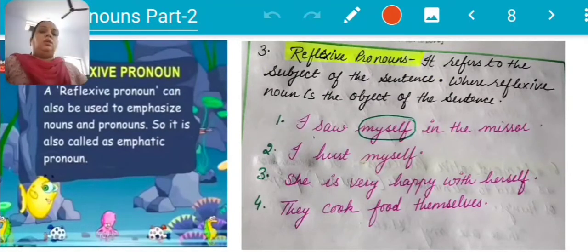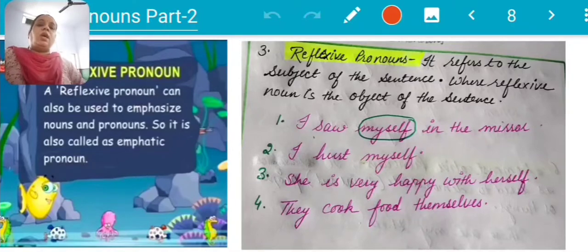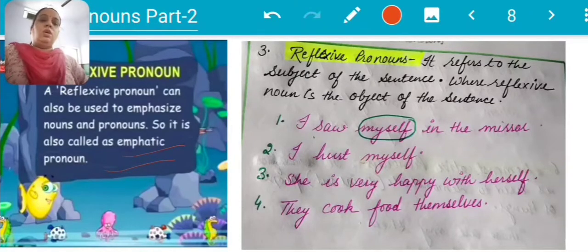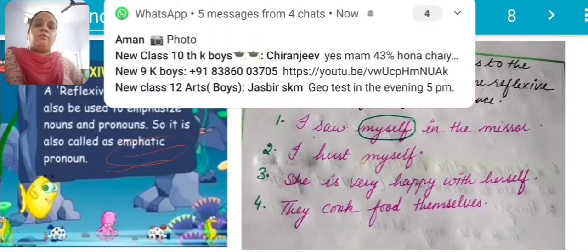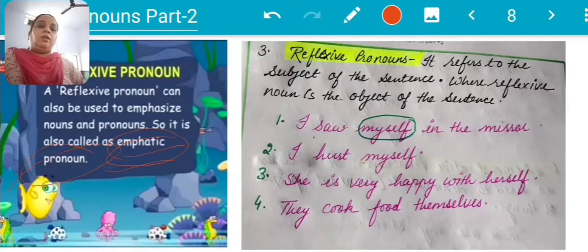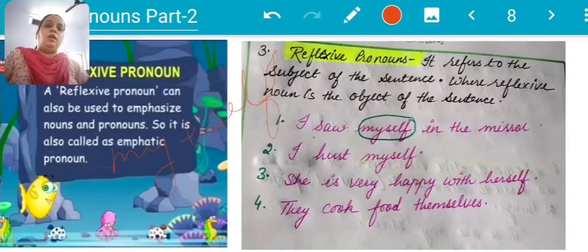Now, next reflexive pronoun which we have to do today. So, let us see in detail what is reflexive pronoun. A reflexive pronoun can also be used to emphasize nouns and pronouns. So, it is also called emphatic pronoun. This you have to learn. The words which are used in this emphatic pronoun and this reflexive pronoun are same. So, which words are used here? Like my plus self.